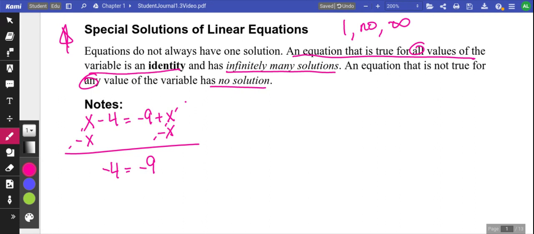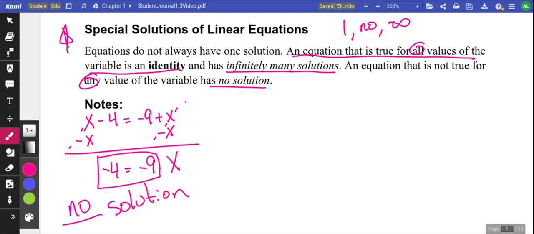Negative 4 is equal to negative 9. And there's nothing I can do to make negative 4 equal negative 9. There's no value that I can plug into x that will make these two numbers equal. I don't even have a variable here anymore. So since this is not true, I have no solution. Sometimes you're going to see this written as that 0 with the slash through it. So if I ask on the homework how many solutions this has, this would be no solution.